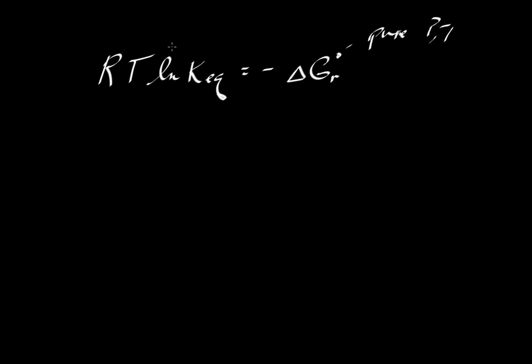It's got an odd form. We're taking the natural log. We get a minus sign out here, and then we've got the gas constant. Well, first let's review this idea of chemical potential.